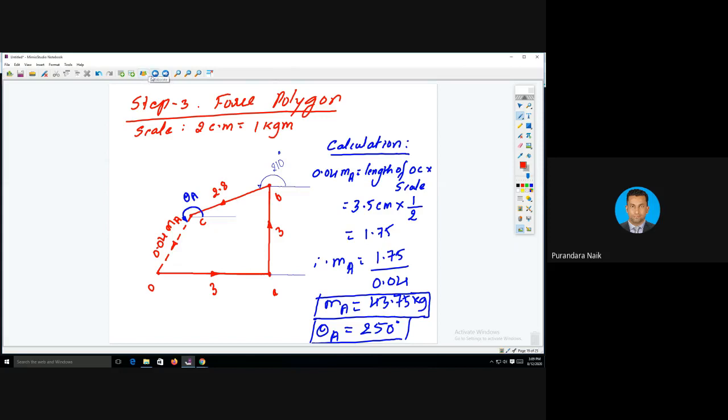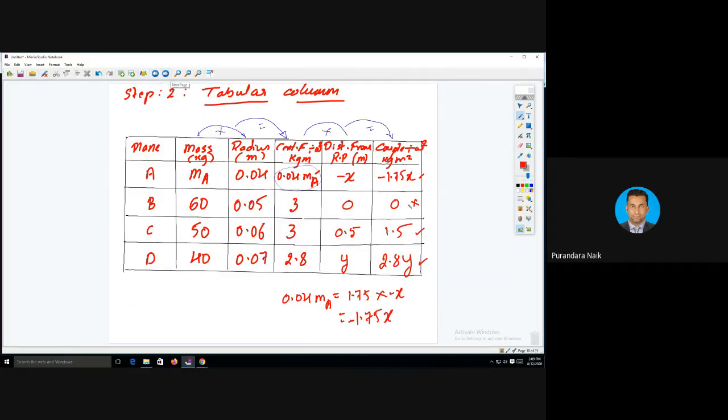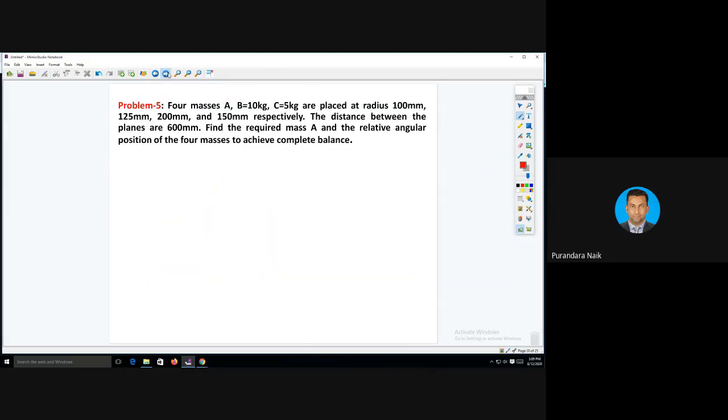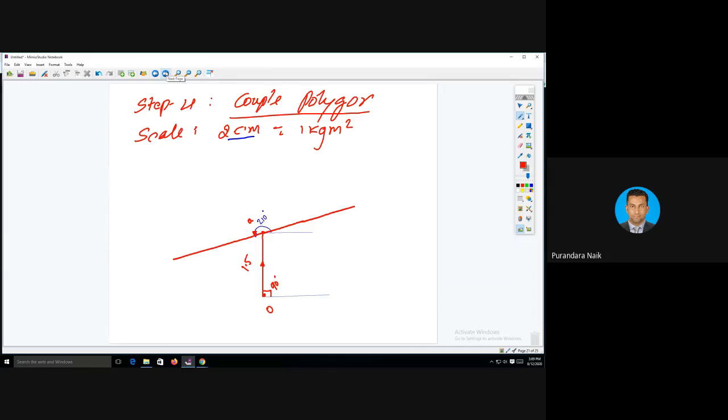Next is 0 minus 1.75x. Its magnitude is unknown, but you need to measure the angle. What is the angle? The angle is 250. Where are you going to measure 250? You can select any point here. I don't know, the next point B lies somewhere here or here. There are two possibilities. We don't know the length. If you know the length, you can measure it, but it is unknown. The length may be negative or positive. If it is negative, it will be in this direction. If it is positive, it is in this direction. We don't know where exactly the point lies. Let us assume this is the point.